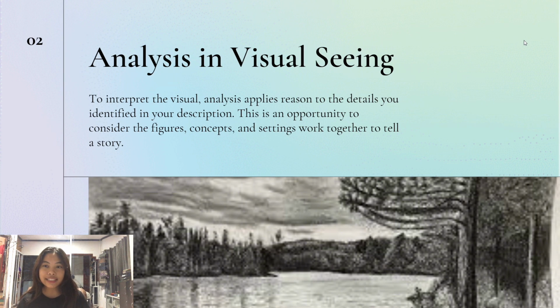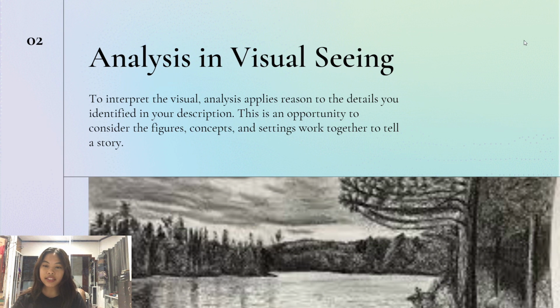Next, we have analysis. Analysis is where you begin to criticize or to critically examine the visual image from different angles. And before I explain to you what interpretation is, I will explain to you first what are the four different perspectives on the process of analysis in visual seeing.